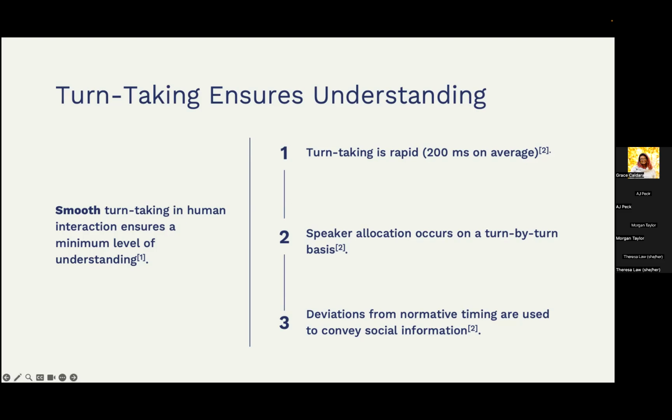And there's a few cool properties of smooth turn taking. The first is that turn taking is very rapid. So we're speaking at like 200 milliseconds on average, which is much faster than our response time for other stimuli. Speaker allocation occurs on a turn by turn basis. So we don't actually know who's going to speak before we actually start our turn. And then we use deviations from our expectations of how turn taking is going to go to convey additional social information. So for example, we might delay our response to communicate hesitation and so on.